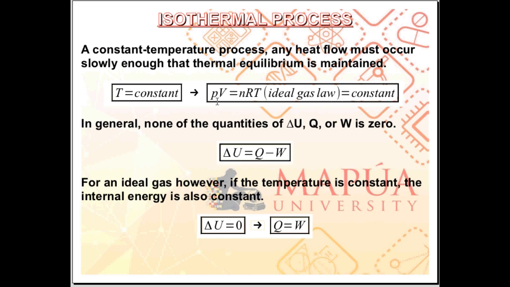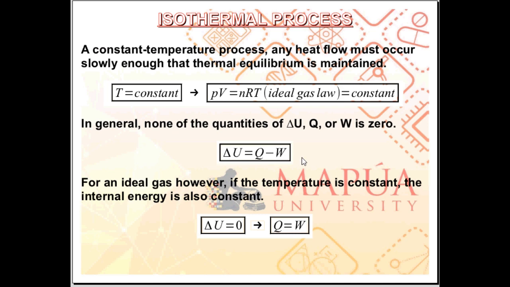Pressure times volume is constant in an isothermal process. In general, none of the quantities, delta U, Q, or work, is zero. They may be zero, but not necessarily zero. So the equation remains delta U is equal to Q minus W.